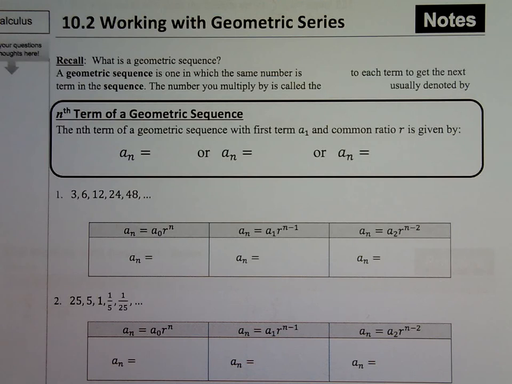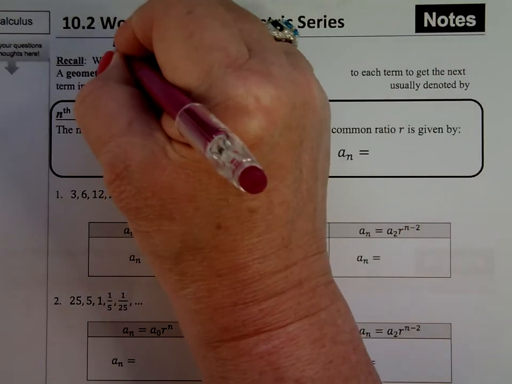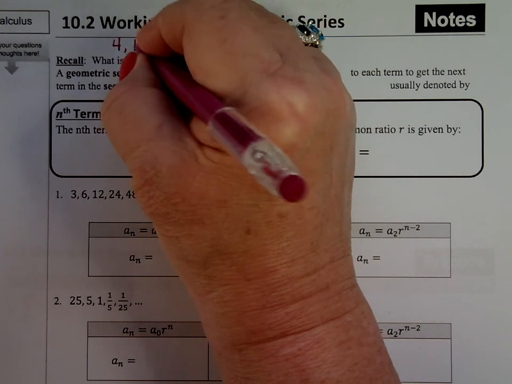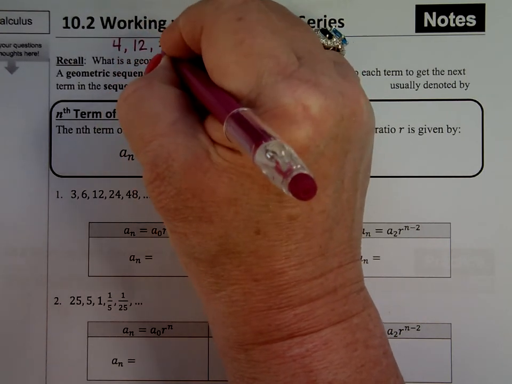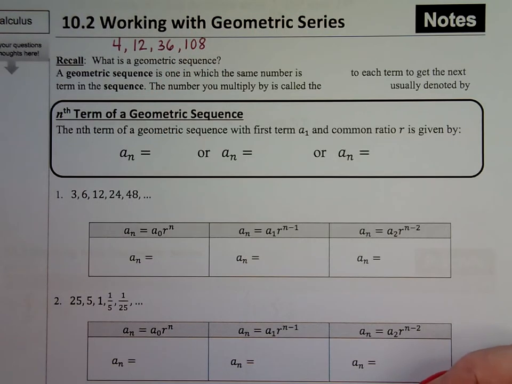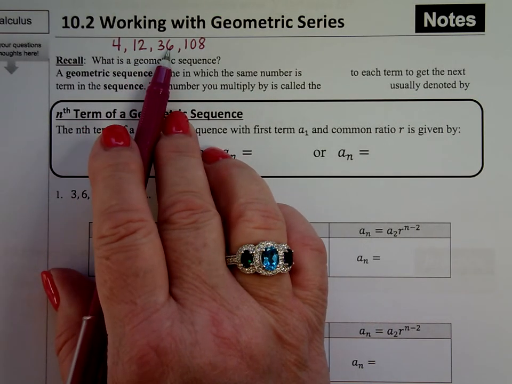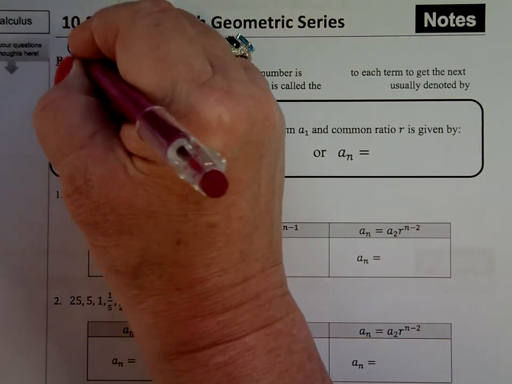I know we didn't talk about them in pre-calc, but the difference is in an arithmetic series, you're adding a number to each term, where in a geometric series, you're going to multiply by a value. So let me give you an example. Say I have a sequence like this. First one's 4, the next term is 12, the next term is 36, the next term is 108. How do you get from a 4 to a 12? How do you get from a 12 to a 36? You can see that you're multiplying by 3.